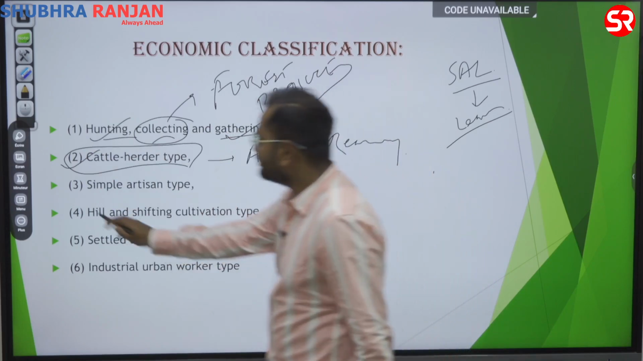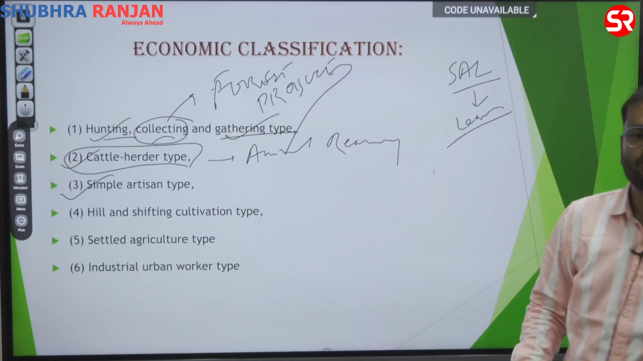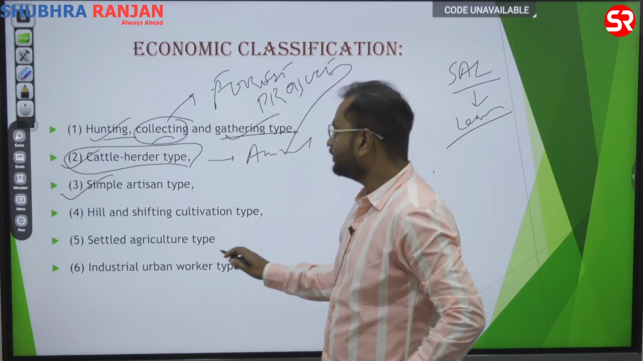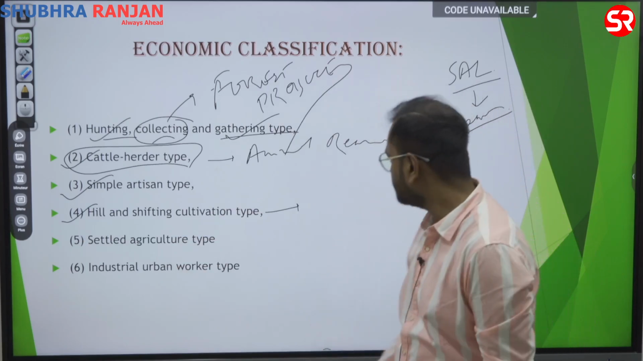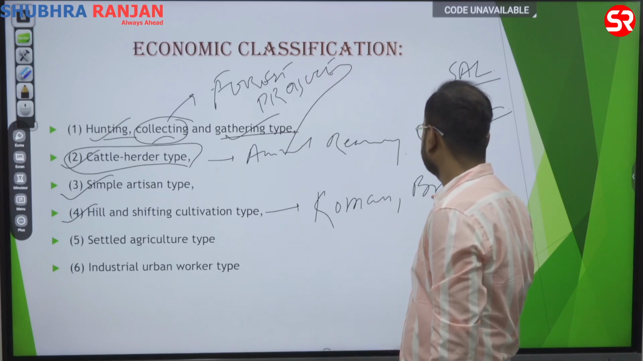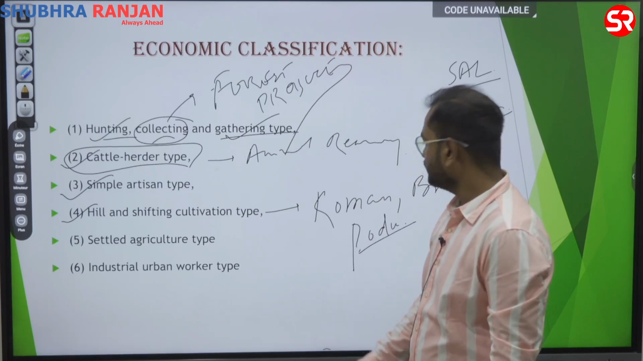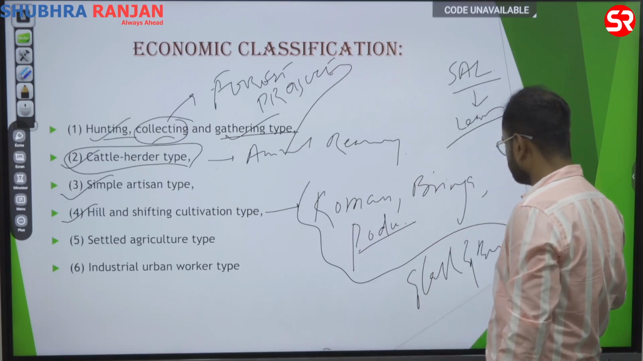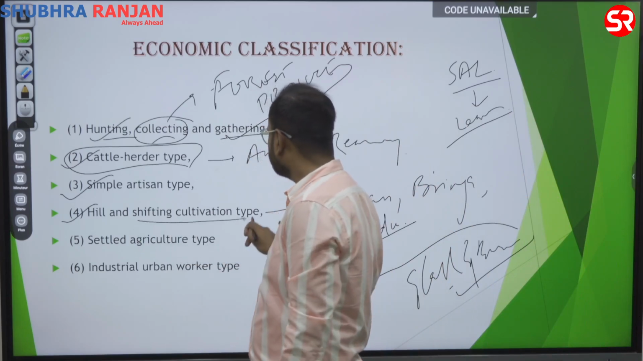Okay. Then there can be the simple artisan type. What is an artisan? An artisan is somebody who reflects his creativity in some kind of art and craft, isn't it? Then there can be the hill and shifting cultivation type. Shifting cultivation, what is it called in your state? It is called Oman. It is called Bringa. It is called Podu, isn't it? Commonly called the slash and burn technique. There are certain tribes who practice shifting cultivation still today.